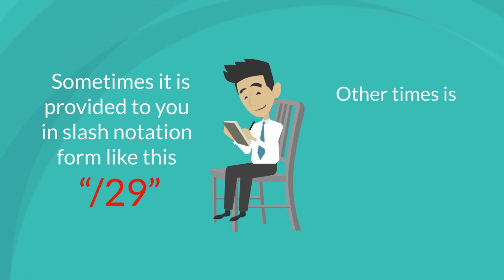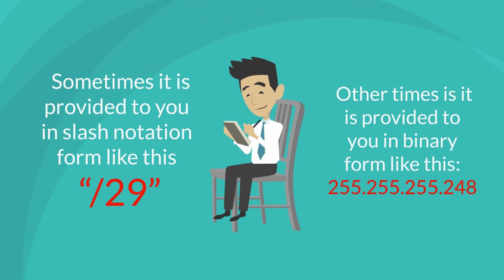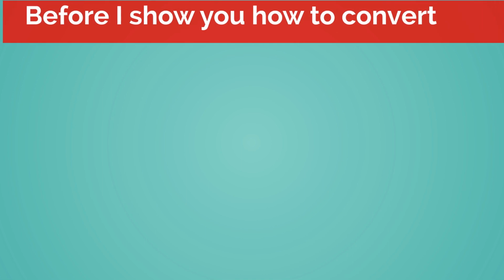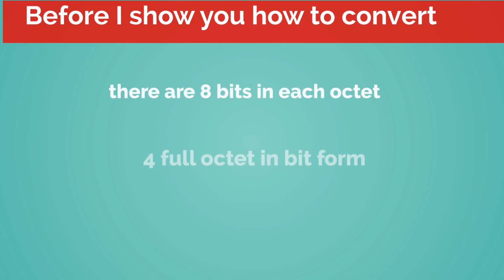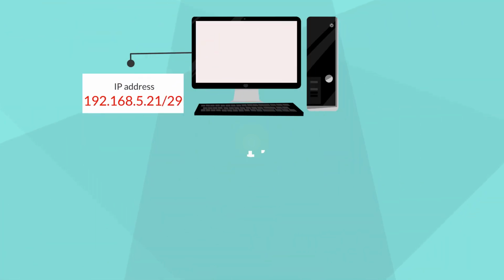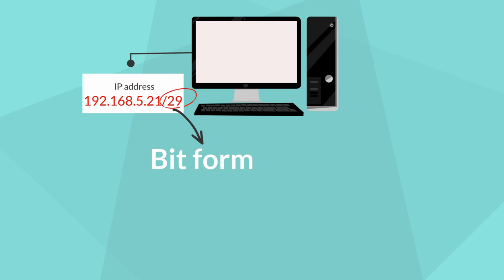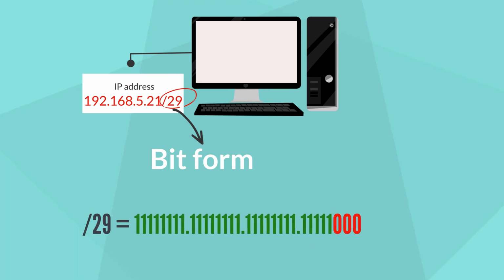Other times it is provided to you in binary form like this, 255.255.255.248. Before I show you how to convert, remember there are 8 bits in each octet, so 4 full octets in bit form will be written as this. In our example, we have a slash notation of /29. Converting from this slash notation to bit form is fairly simple. I would simply account for 1 bit per number in my slash notation, counting from left to right, like this.